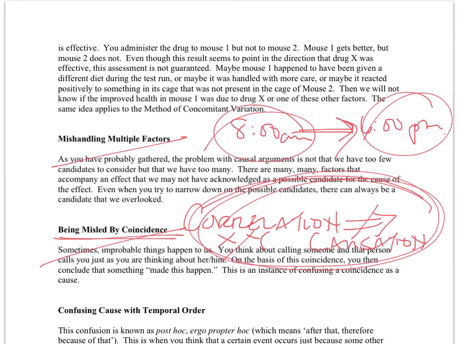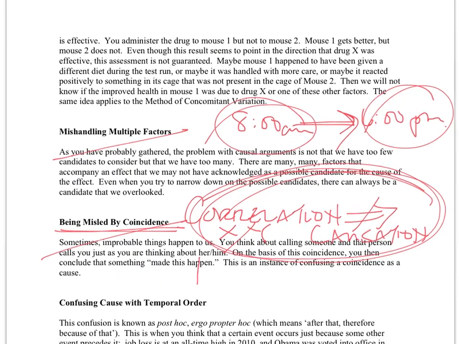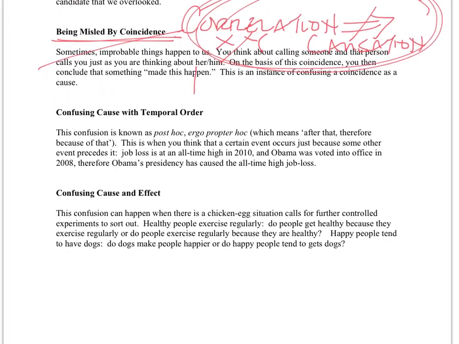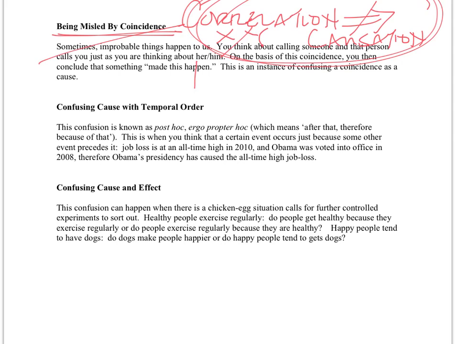And again, in a similar vein as being misled by coincidence, there is the fallacy of confusing what causes what with mere temporal order. In other words, something in the past affecting something later.